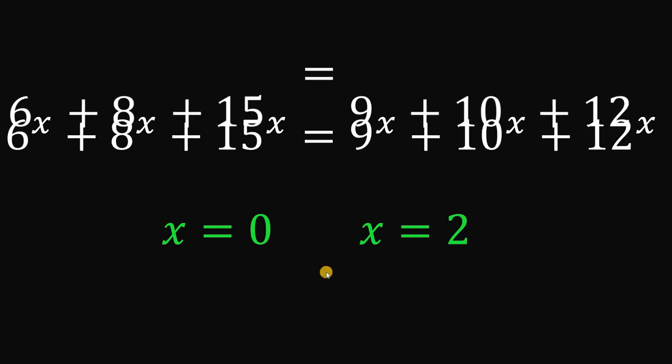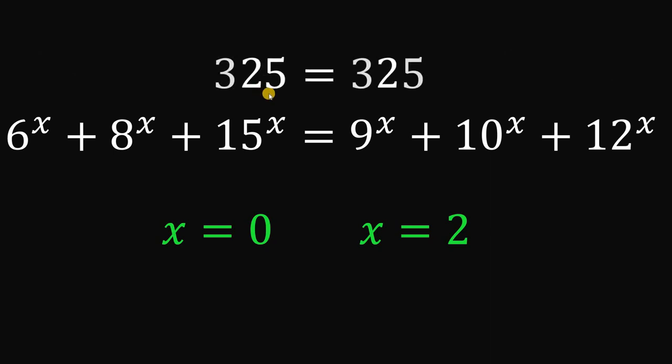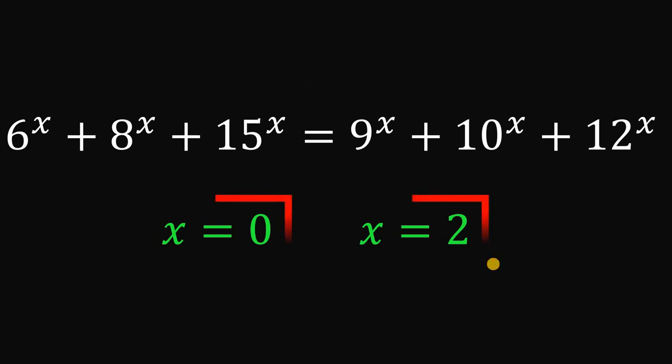Now, how about if x equals 2? Now, 6 squared is 36, 8 squared is 64, 15 squared is 225. Now, 9 squared is 81, 10 squared is 100, 12 squared is 144. Now, if we add the left-hand side and the right-hand side, sure enough we get an answer of 325. Since they are equal to one another, therefore we can also say that x is equal to 2. Therefore, our answer is x equals 0 or x equals 2.